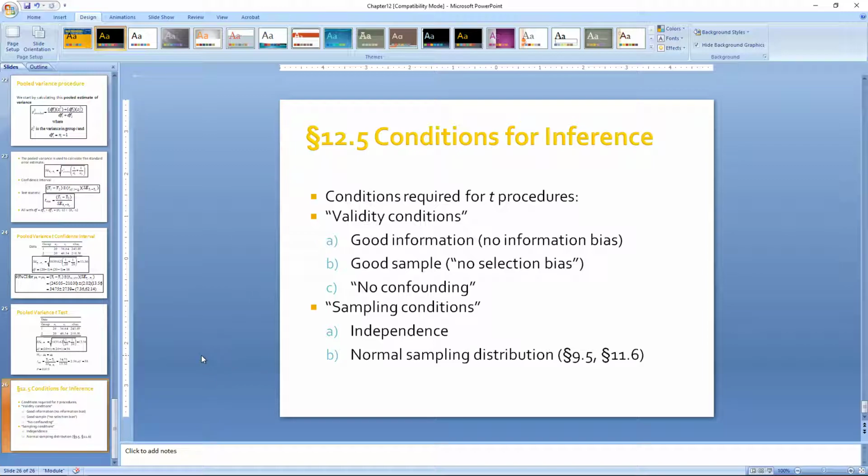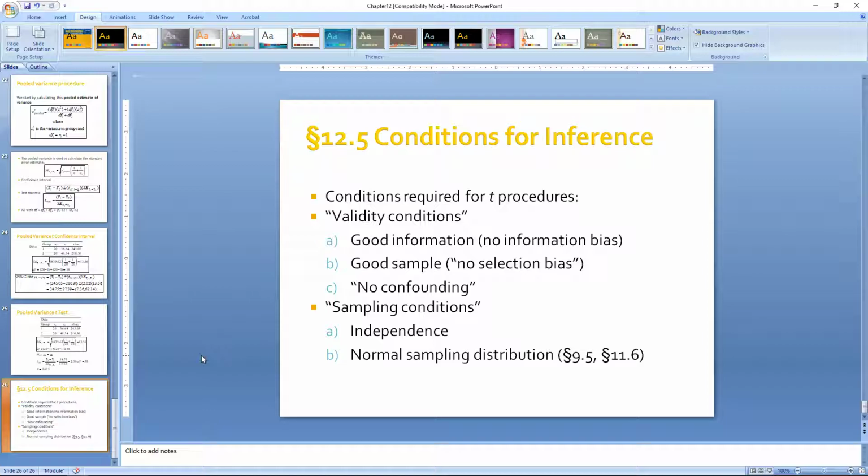So part 5 is conditions for inference. So the conditions required for procedures. We want validity conditions. We always want to have good information. You don't want information bias. You want a good sample, no selection bias, and no confounding. You don't want anything in there that's leading to misleading results. Basically, you don't want any other types of bias in there.